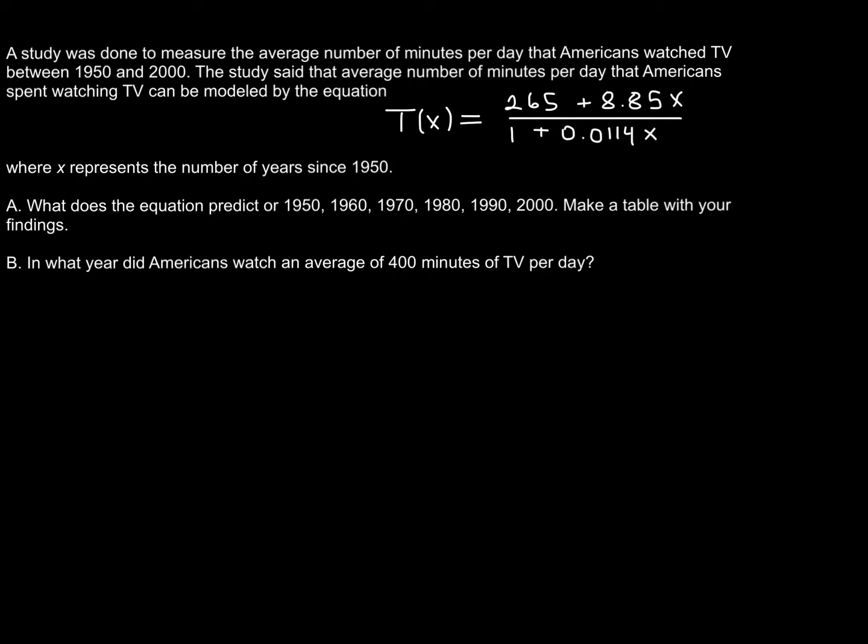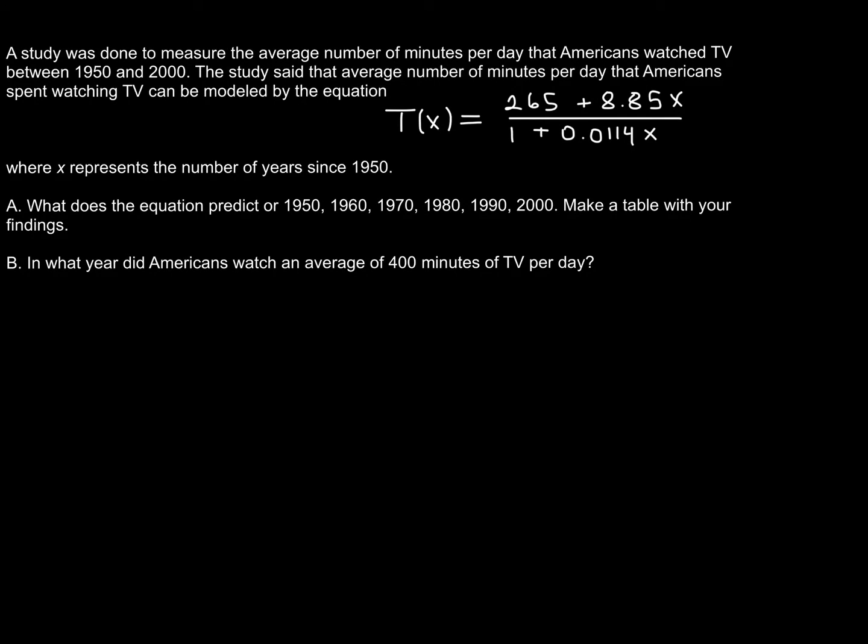All right, so here we have a situation where there's a study done to measure the average number of minutes per day that Americans watch TV between 1950 and 2000. And the study came up with an equation which would model that average amount of time spent watching TV in terms of the number of years x since 1950. So go ahead and answer both questions A and B. Make sure to make a nice, neat table for part A.